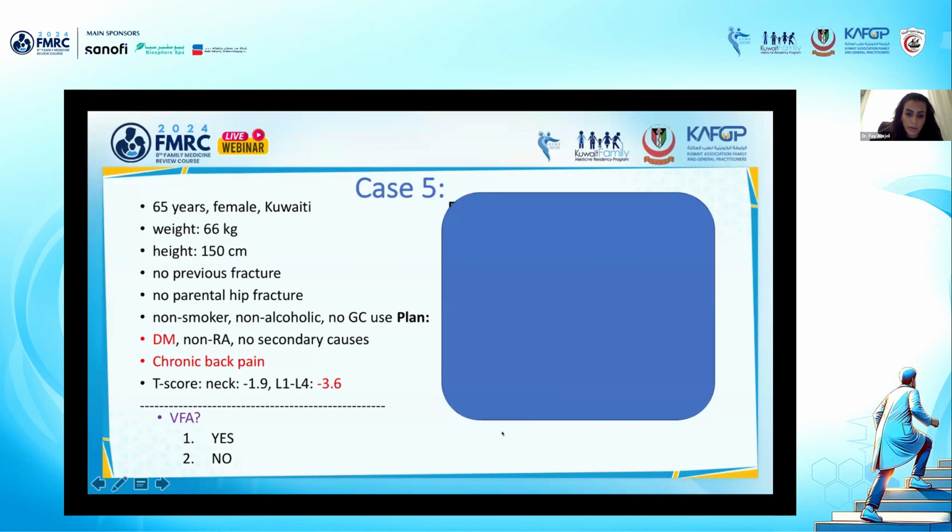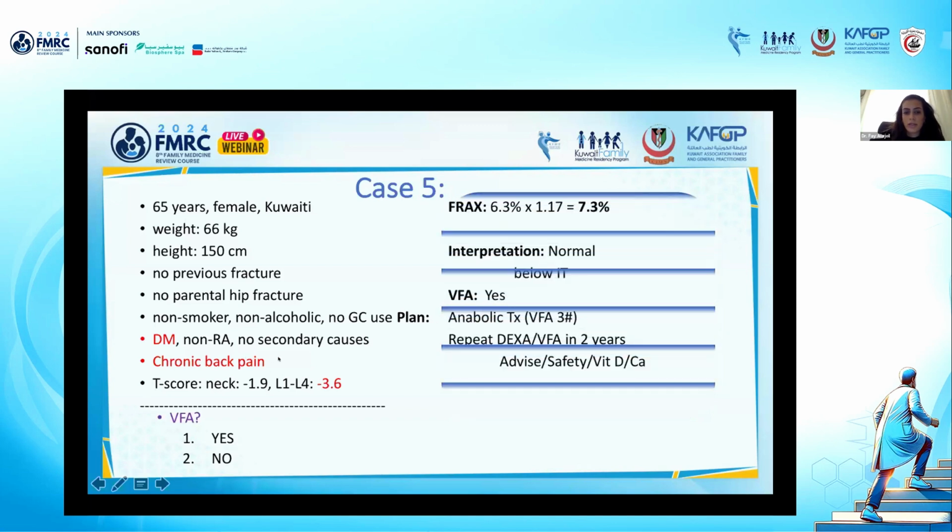Why? Because this patient has chronic back pain. When this patient came to me, she did not have a DEXA report. But this patient is 65, so we ordered a VFA also because of her chronic back pain. She has been having pain for years, and it was not investigated, and there was no explanation. Okay, let's see the results.